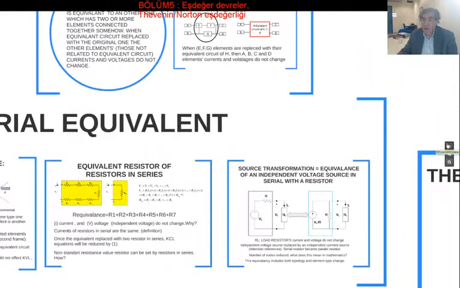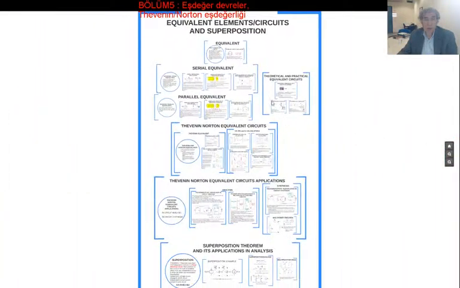So what we have seen here in the concept of serial equivalence are serially connected resistors, and a serially connected independent source with a resistor replaced with another source. Next we're going to see the parallel equivalency. That is the end of this video then.